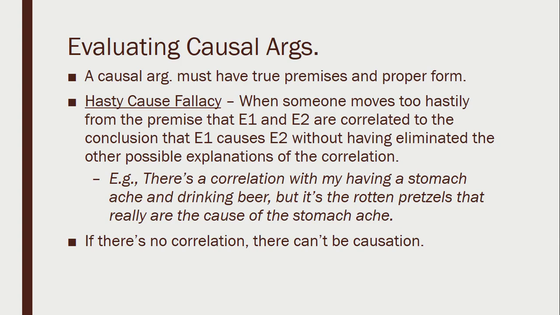And really, the beer doesn't cause me to have a stomachache, and vice versa, the stomachache doesn't cause me to drink beer. So there's really no causation going on between E1 and E2, but there is a third event, E3, namely eating the pretzels, that is doing the underlying work. And as a side note, it's important to note that if there's no correlation, there cannot be causation. So if you're trying to establish a causal claim, such as in the sciences, it had better be the case that the two events in your causal claim are both correlated.